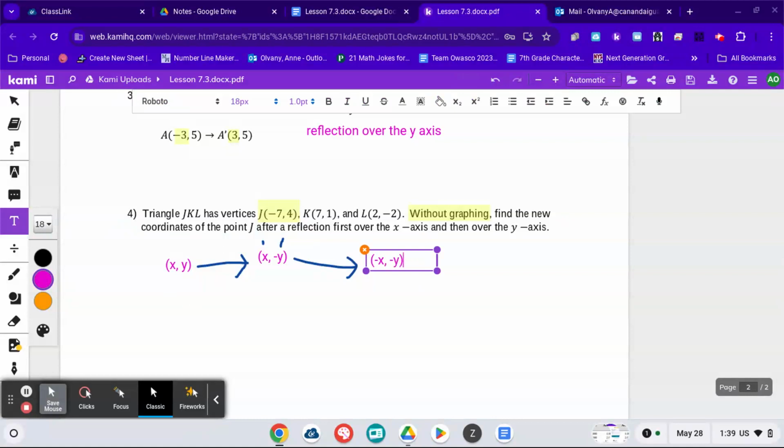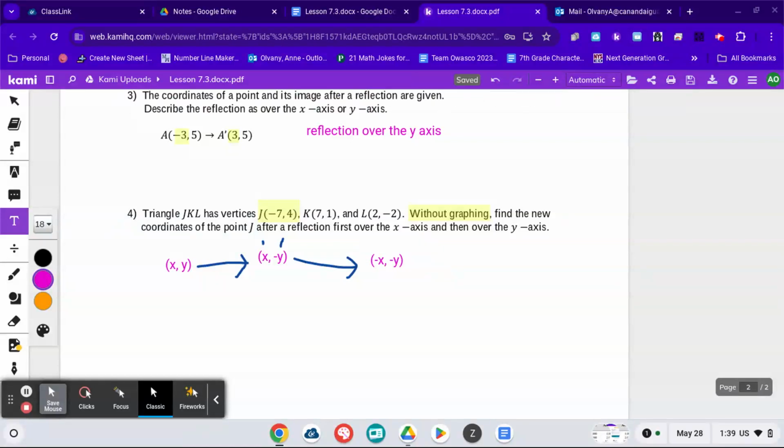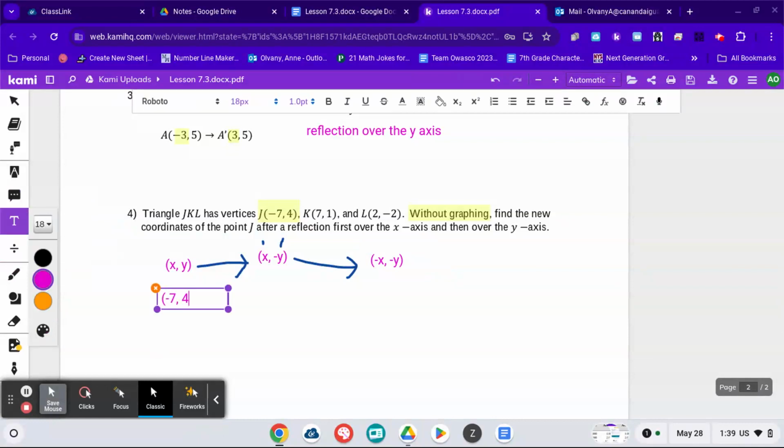So now let's take that point, negative 7, 4. We're going to reflect it over the x. We're going to keep x the same, so that's negative 7. And we're going to negate the y, so that's negative 4. And then we're going to take that point, negative 7, negative 4. We're going to negate the x. The x is a negative 7, so that's going to be positive 7. And we're going to negate the y.